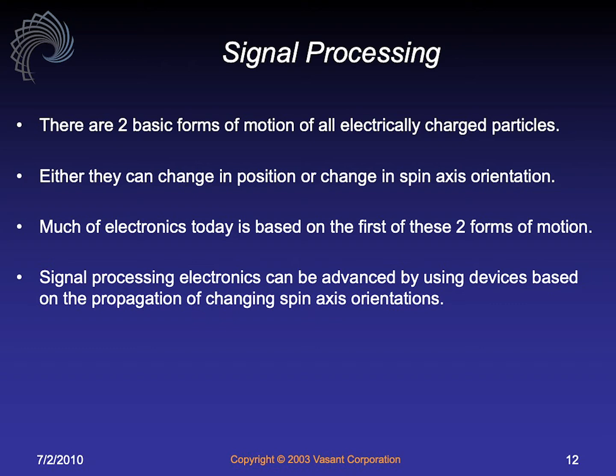There are two basic forms of motion of all electrically charged particles. Most of our technology today is based on rectilinear motion of charged particles. Basically, what I'm saying is that whether it's an uncompensated spin or a compensated spin, you can still develop technology that utilizes changing spin axis orientations and the electromagnetic waves radiated out to and from them, and base technology on manipulating that to do lots of cool stuff.